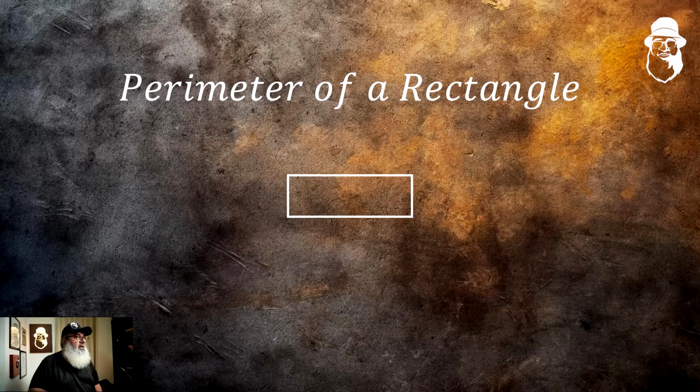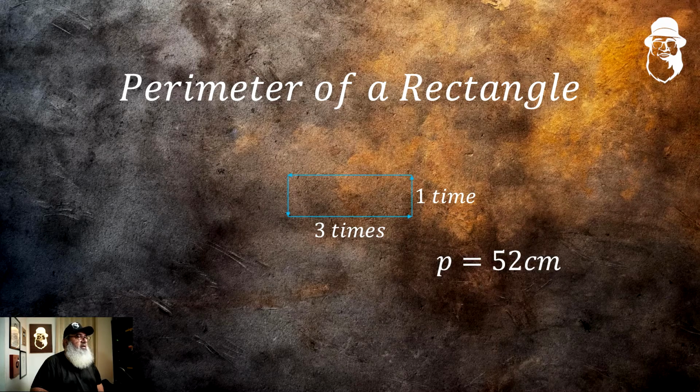A rectangle is 3 times as long as it is wide. If its perimeter is 52 centimeters, find its length and width.